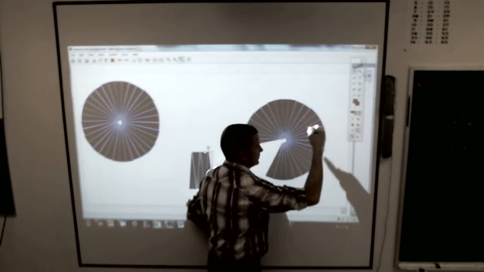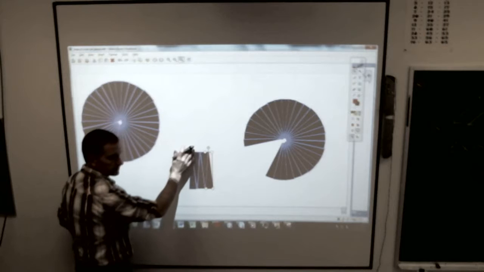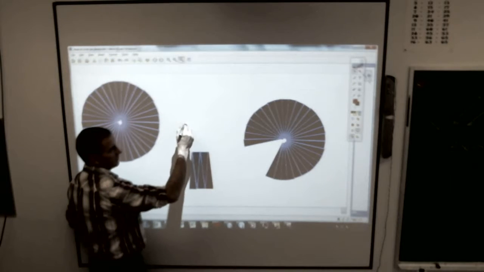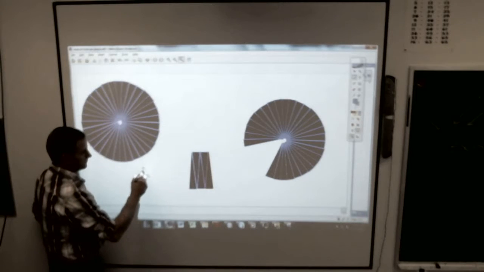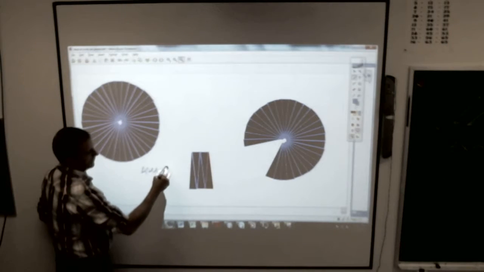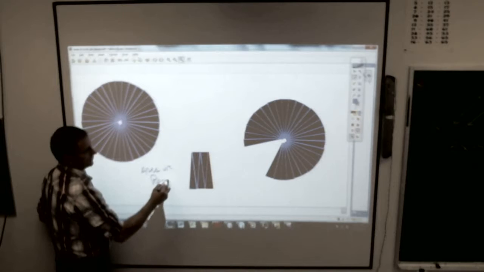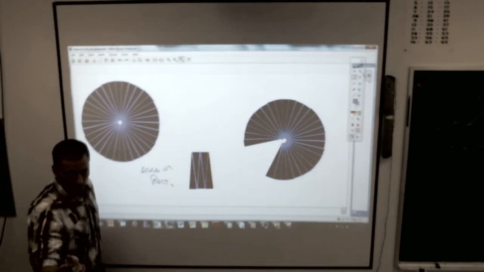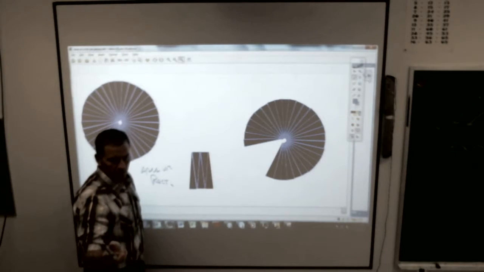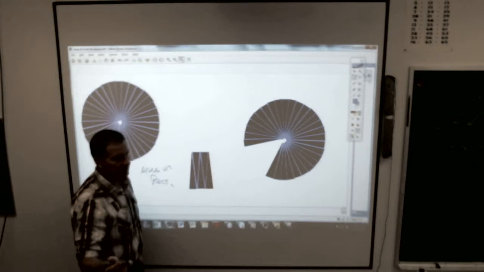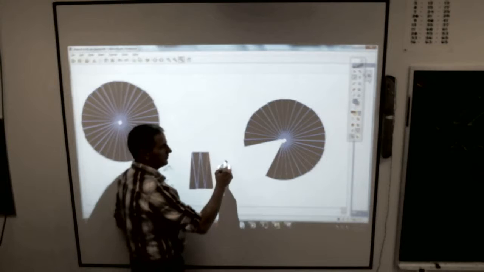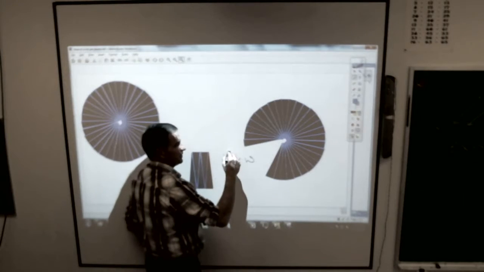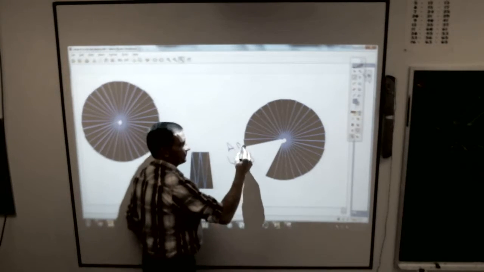So you have to think to yourself, based on this circle, how do I find areas of rectangles? What's my formula for the area of a rectangle? Length times width. That's my formula for the area of a rectangle.